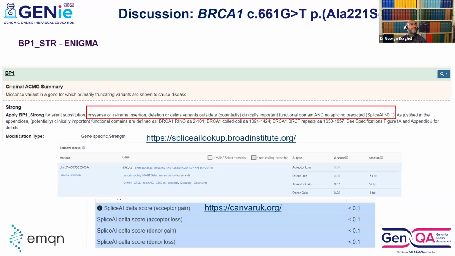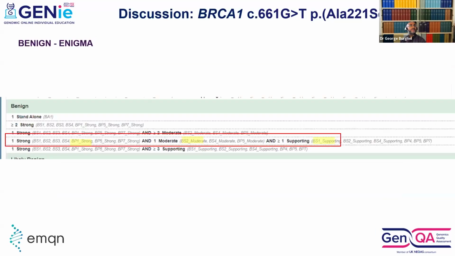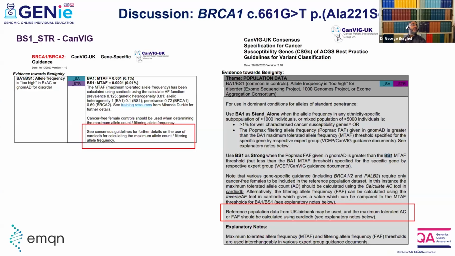Next slide, please. And for BP1 strong, that's more clear. Using the Enigma guidelines, it fits nicely. It's a missense variant, and it has no splice prediction, and it's outside the important functional domains. So that gives us BP1 strong. Next slide, please. So in total, you get BP1 strong, BS2 moderate, and BS1 supporting, which gives you a benign classification.